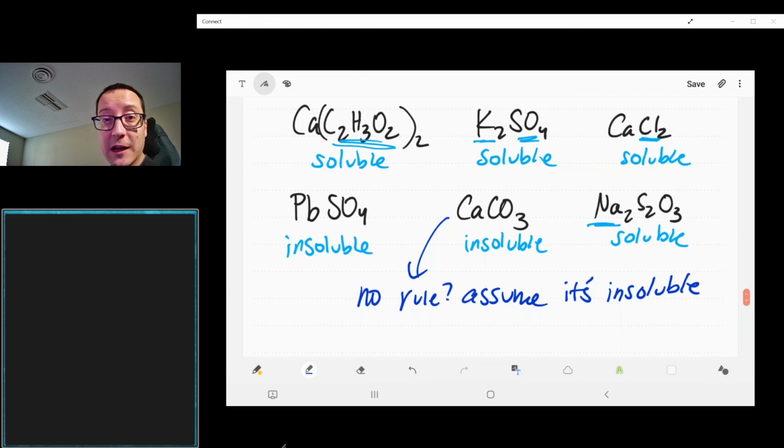So we don't have a rule for calcium. We don't have a rule for carbonate. So as a result, we're going to assume it's insoluble. And that's gonna work for us.